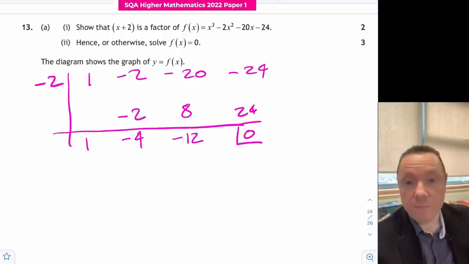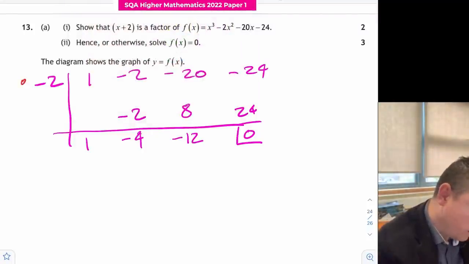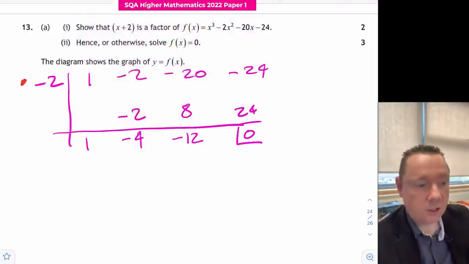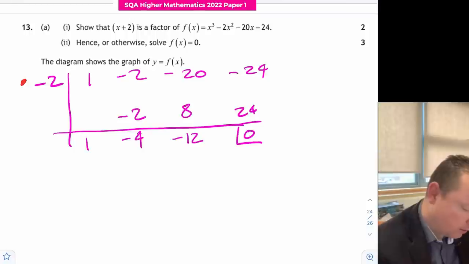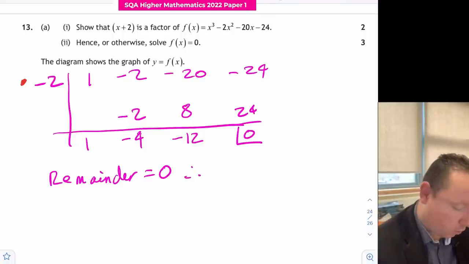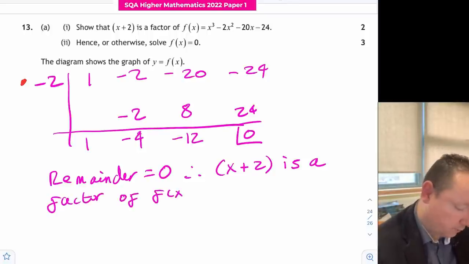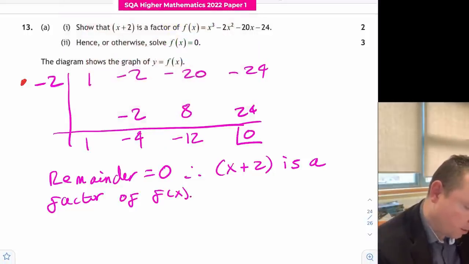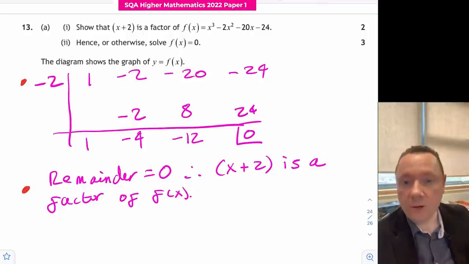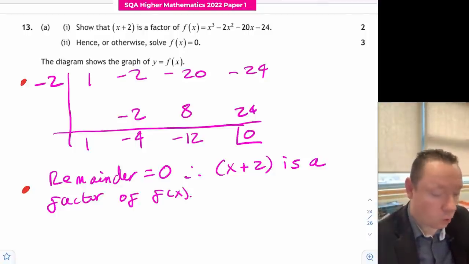And we get a mark at that point for using minus 2 in the synthetic division. So there's a mark. Let's move on to our second mark. We need to complete the division and interpret the result. We've completed the division, but we're not actually saying anything. We now need to say that since the remainder equals 0, therefore x plus 2 is a factor of f of x.